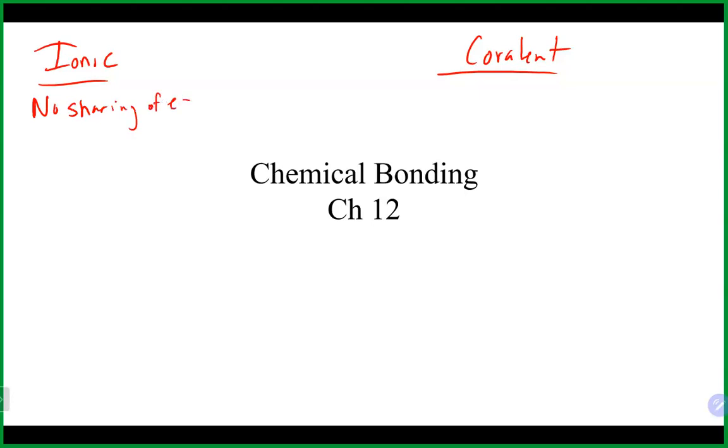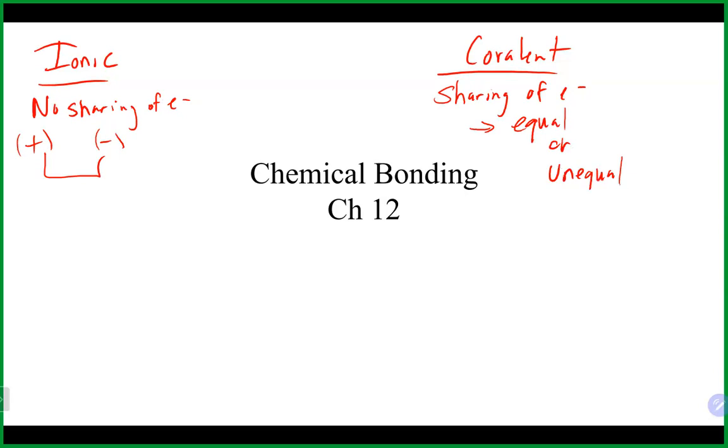Things are held together by opposites attract, so a positive ion and a negative ion is what holds that together. And the main difference with the covalent bond is there is some type of sharing of electrons happening. It can be equal sharing of those electrons or unequal sharing of those electrons, but there is some type of sharing between the two. And that, again, is the major difference between these two, and what elements are involved is also different in an ionic bond versus a covalent bond. So let us get into some of this here then.